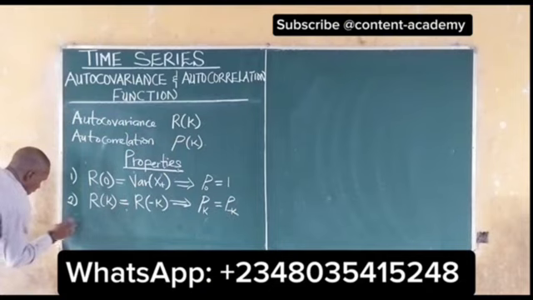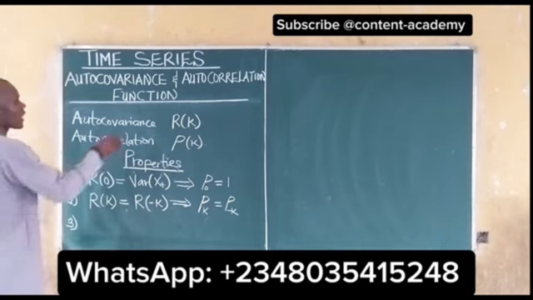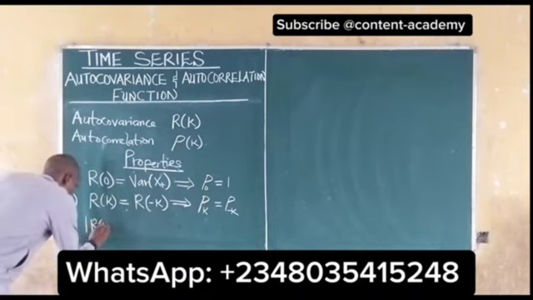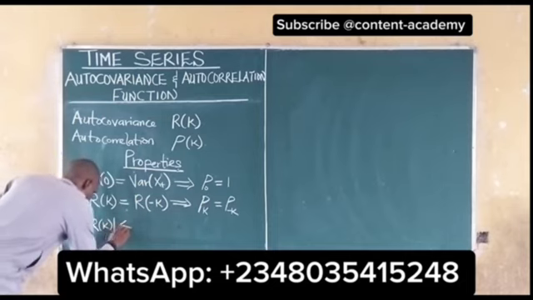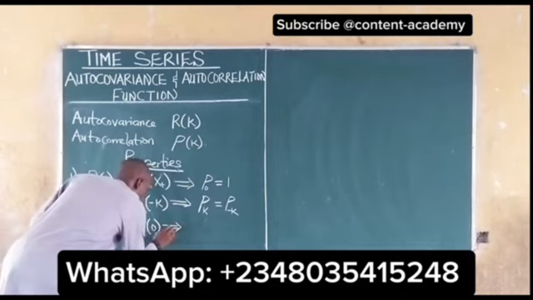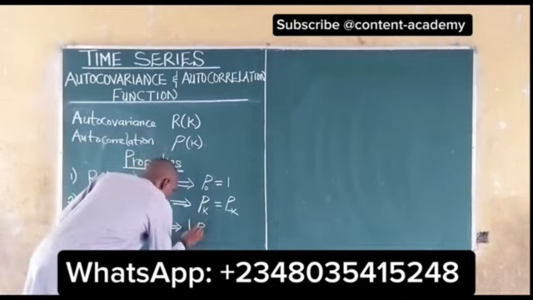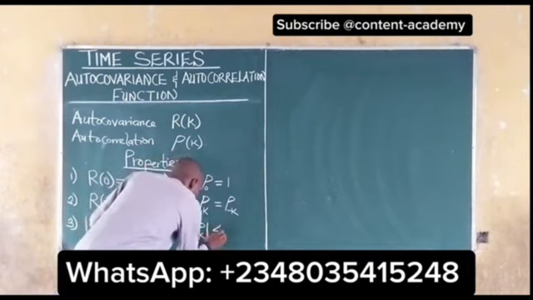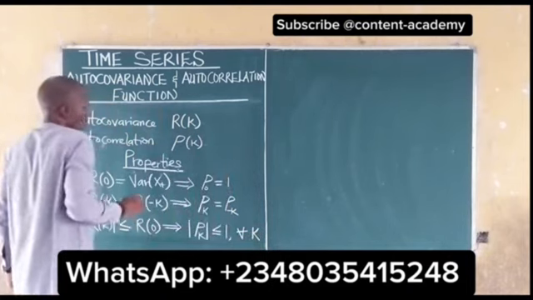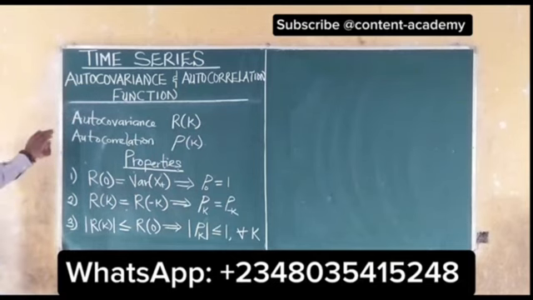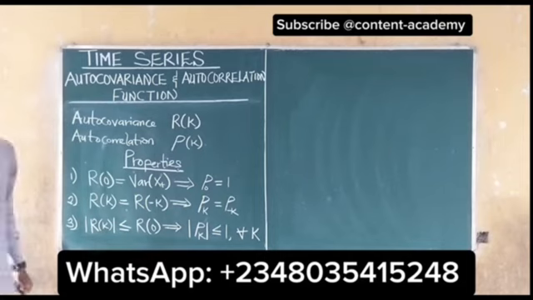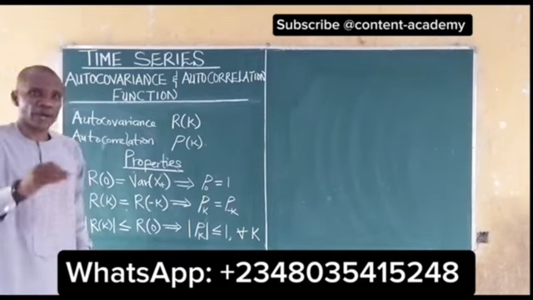Also, the third property we have for the autocovariance and the autocorrelation function is that the absolute value of R_k is less than or equal to R_0, which implies that the absolute value of ρ_k is less than or equal to 1 for all k. So this is the property for the autocovariance and autocorrelation function. The first thing we need to do is to prove these properties one by one.